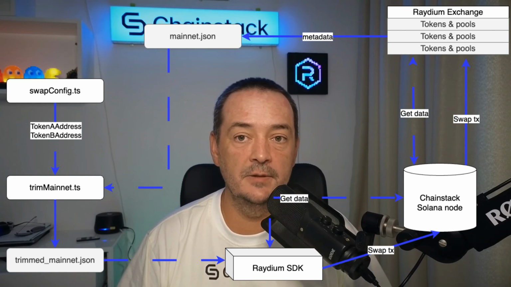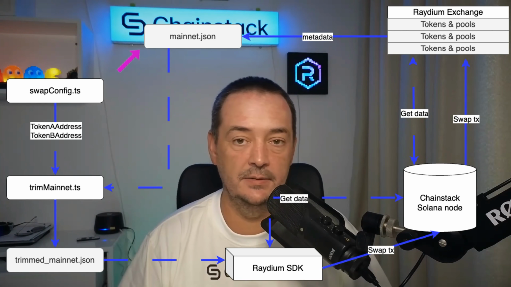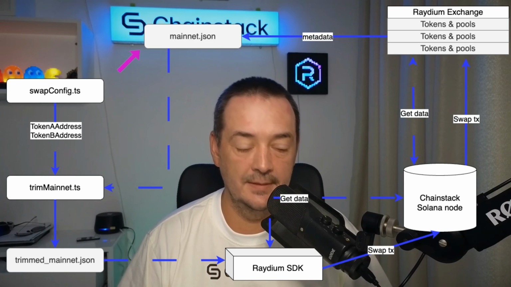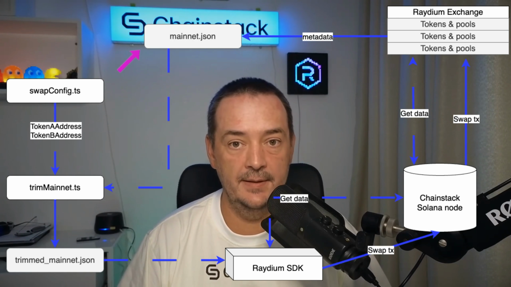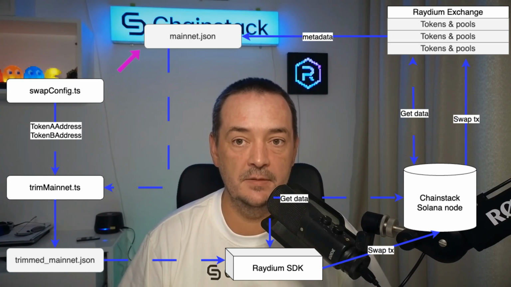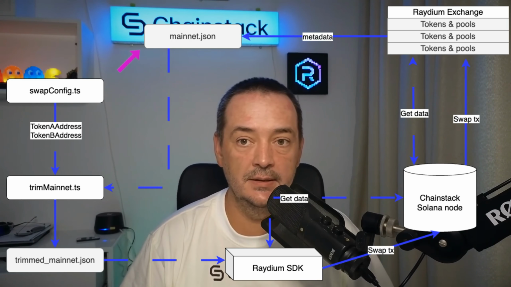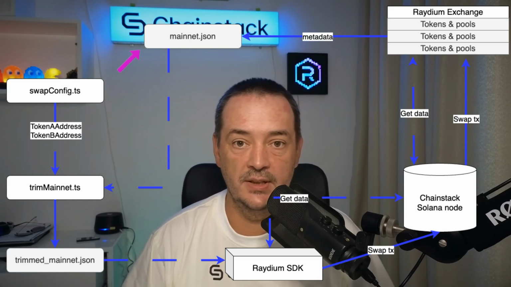So all the liquidity pool data is in the file called main.json on the Raydium exchange. It has all the liquidity IDs, it has everything you need to correctly perform a swap. The problem with this file is it's a huge file. It's a 500 megabytes file. So to download it and then load it into the project takes a reasonably long time. It's not effective, but you do need the data in the file.